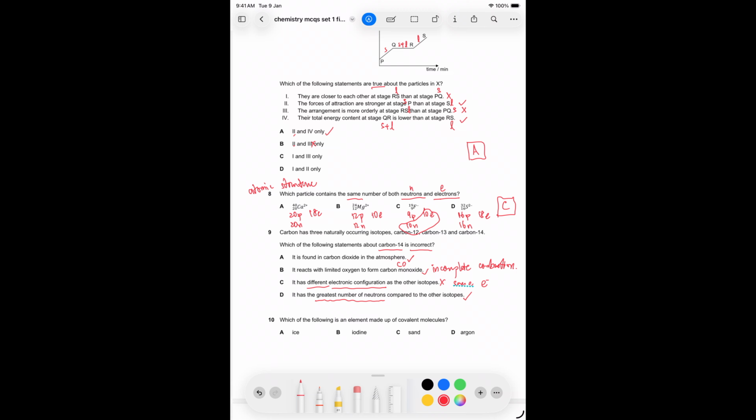Because if you see carefully, carbon usually has 6 protons. So 12 minus 6, you have 6 neutrons for this. Then carbon 13 has 7 neutrons. Carbon 14 will have 8 neutrons, so it will have the greatest number, so it's true. So the only one that is wrong is option C.